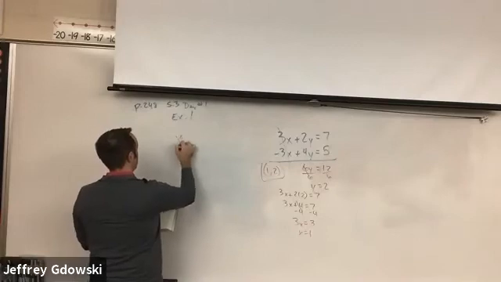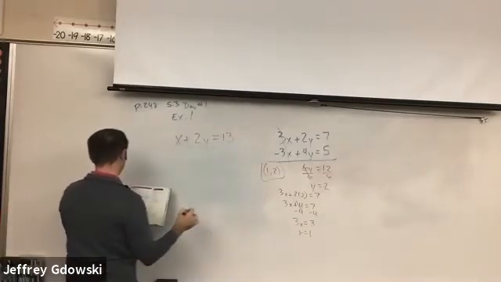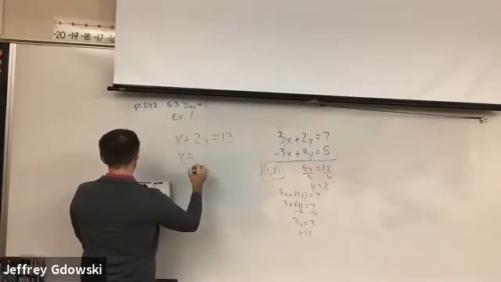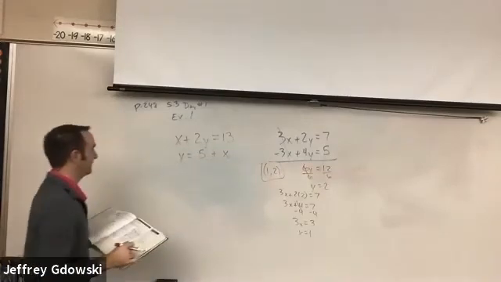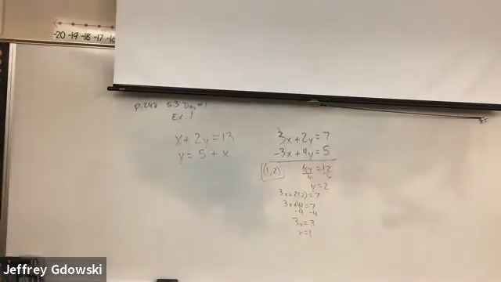Let's go x plus 2y is equal to 13. And we're going to go y is equal to 5 plus x. So now this is where that second step comes in, because we left the first one blank. That second step, make sure equations are lined up. We have to do that. So you need to rearrange something so you don't end up with fractions.